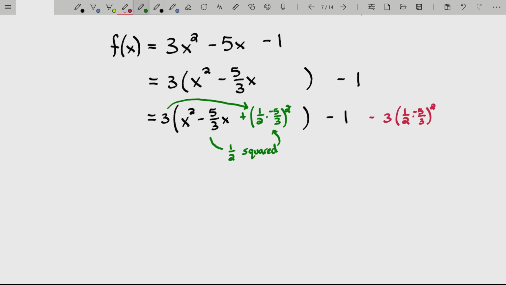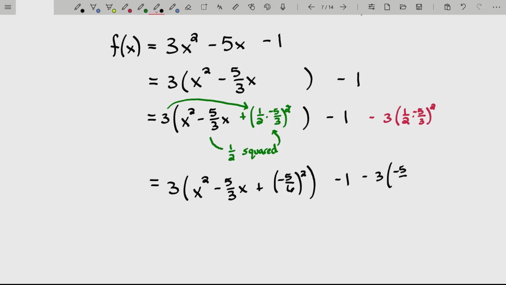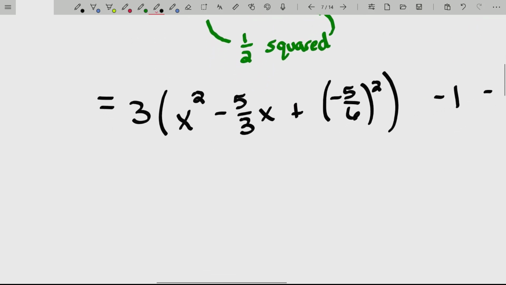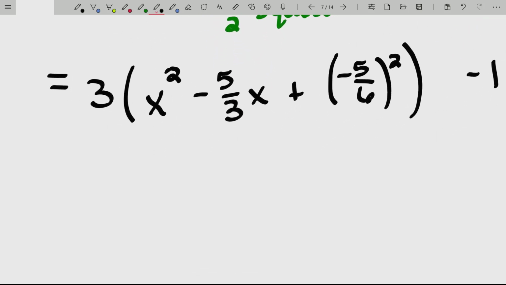And what you get in the end is 3 times x squared minus 5/3 x plus, and what is this, a negative 5 over 6 squared. A lot of people would actually multiply that out. You shouldn't. You should not multiply that out. Minus 1 minus 3 times a negative 5/6 being squared. That I will multiply out. But the stuff on the inside of these parentheses, I'm not going to, because that ends up being a perfect square trinomial. That's why we completed the square.